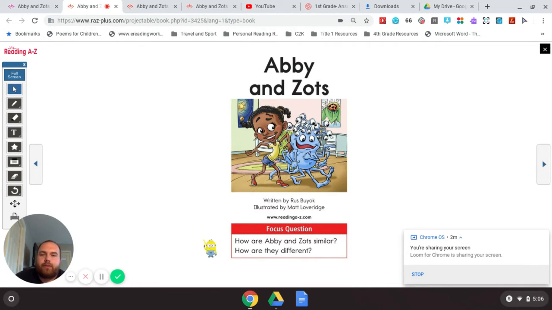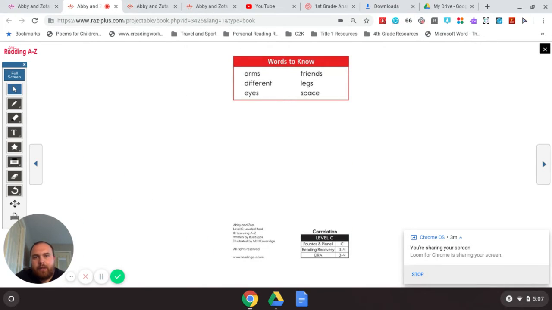And the focus questions, if you notice here, say, how are Abby and Zotz similar? How are they different? Similar means same. Okay? I want you to always remember that. They both start with S. If we're talking about how things are similar, we're talking about how they're the same. All right? And these are our words to know. Arms, different, eyes, space, legs, friends.